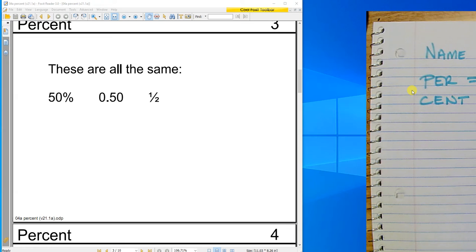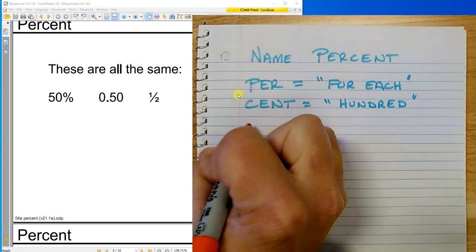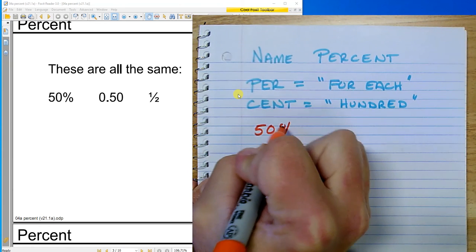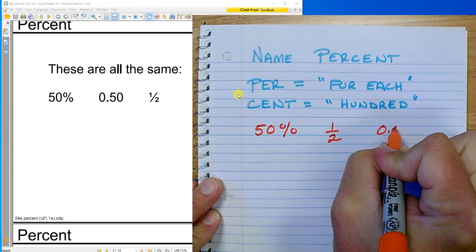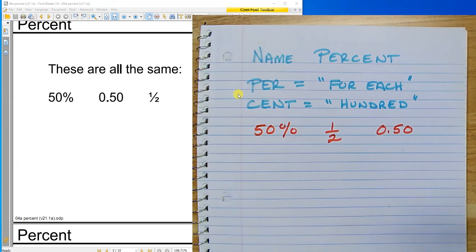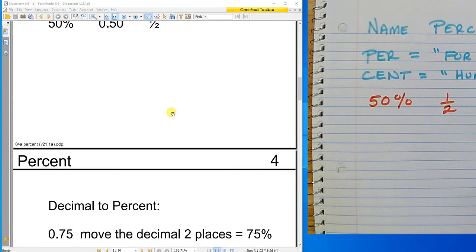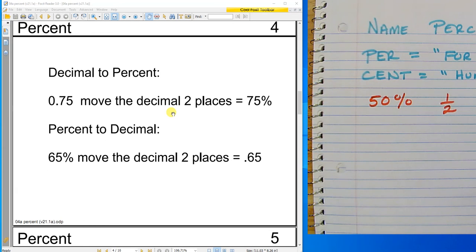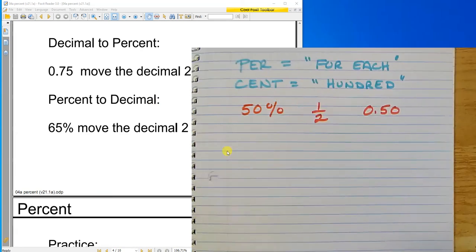All of these are the same way of showing a 50%. I can show it as a decimal, as a fraction, or as a percentage. An important thing is being able to go between the percentage and the decimal. So all I do is I move the decimal place. So decimal to percent and percent to decimal.